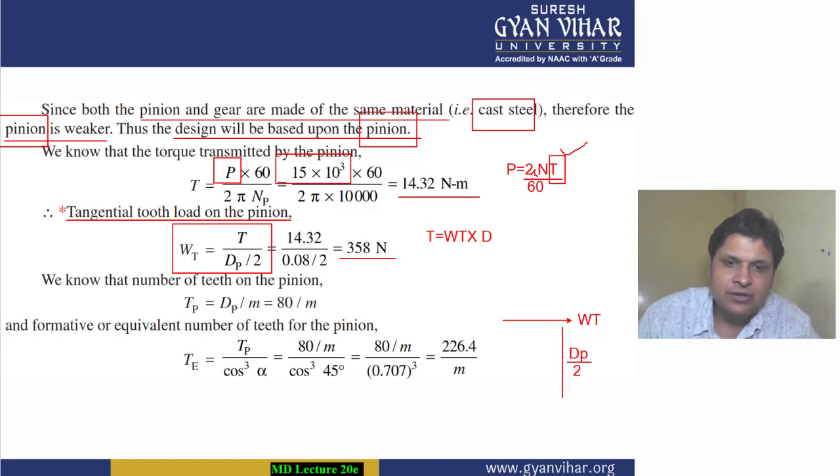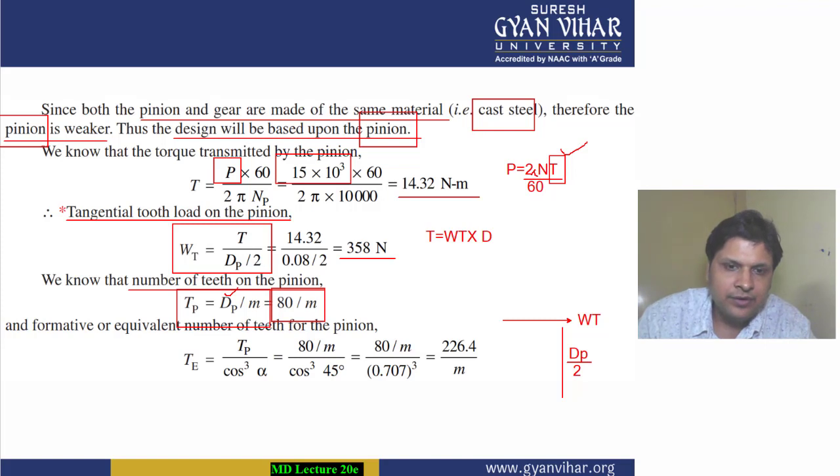Now the tangential load we have calculated. The next thing that we have to calculate is the number of teeth on the pinion. Since module is not given to us, but the diameter of the pinion is given, and we all know that module m is equal to d by t, diameter of the pinion to the number of teeth on the pinion. Through that we can write that the number of teeth on the pinion is equal to the diameter of the pinion divided by module. So 80 divided by m becomes the value of Tp.